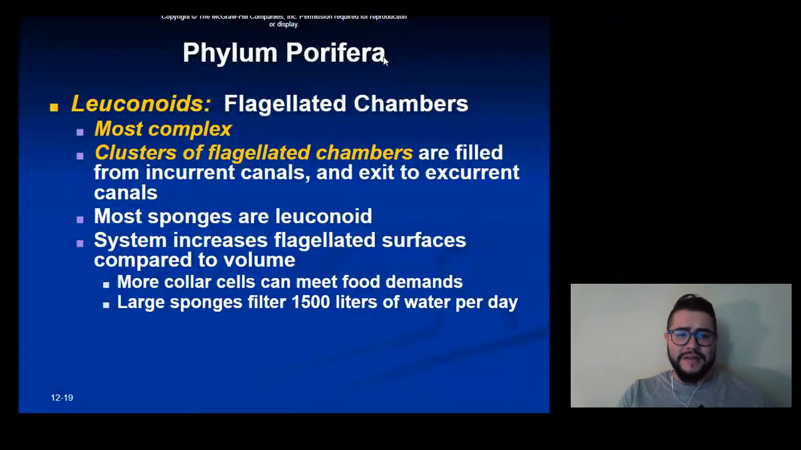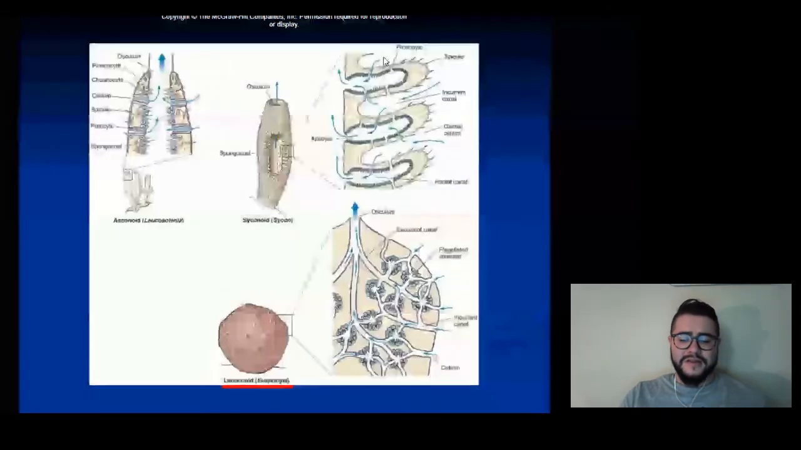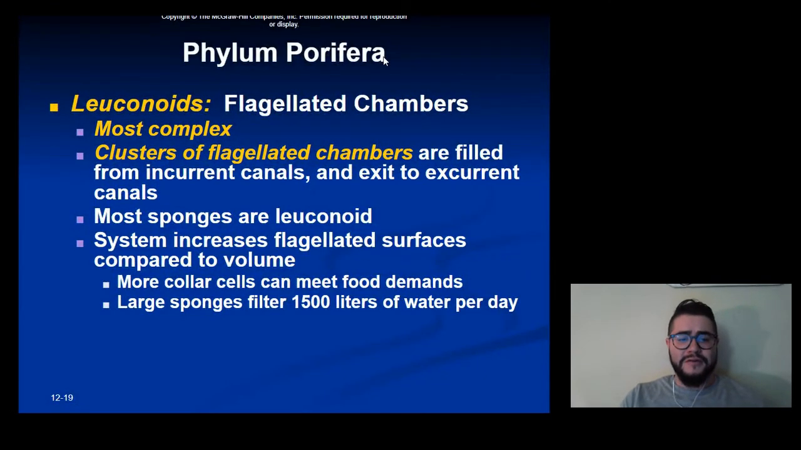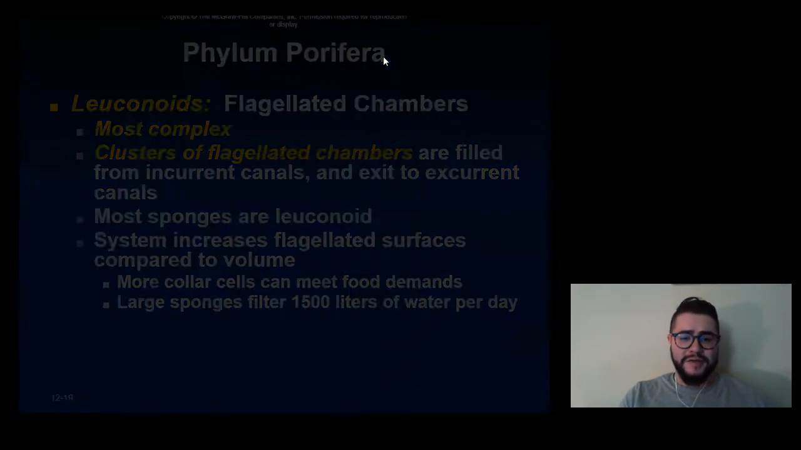Finally, we have the leuconoid sponges. The leuconoid sponges are the most complex, and they're also the sponges that are the most common, because these are the most efficient in filtering out water. Instead of just having the little canals, they also have chambers within the canals. So an average leuconoid sponge can filter up to 1,500 liters of water per day.